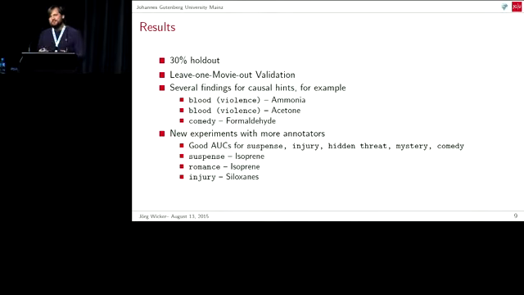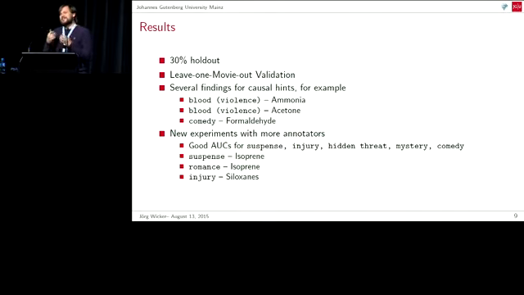And for the results, we did several evaluations. One was a 30% holdout, so we left out 30% of all screenings and used that as the test set. And that works quite well. As I said, we have a high correlation coefficient for the forward prediction and high AUCs for the backward prediction. Then we did something called leave movie out.